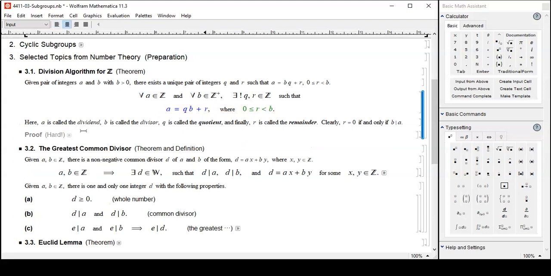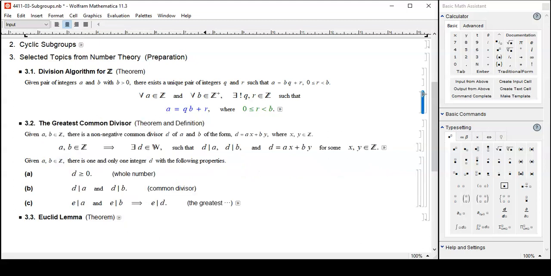a is called the dividend, b the divisor, q the quotient, and finally r the remainder. That's the division algorithm. Quotient and remainder always exist and they are unique. They follow these two properties, blue and green. The proof was really hard, but remember the result.